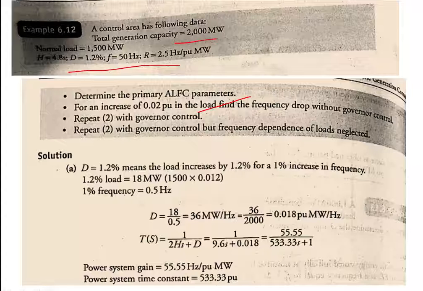If load changes 1.2%, then it is 18 megawatt. How do we get 18 megawatt? Multiply the nominal load of 1500 with the change in percentage of load. So 1% means it is 0.5 hertz. So D equals 18 megawatt. 18 megawatt is the change in load divided by frequency. So we'll get 36 megawatt per hertz. Then megawatts per hertz. So 36 divided by 2000 total generation, we have to convert it into per unit megawatt per hertz.